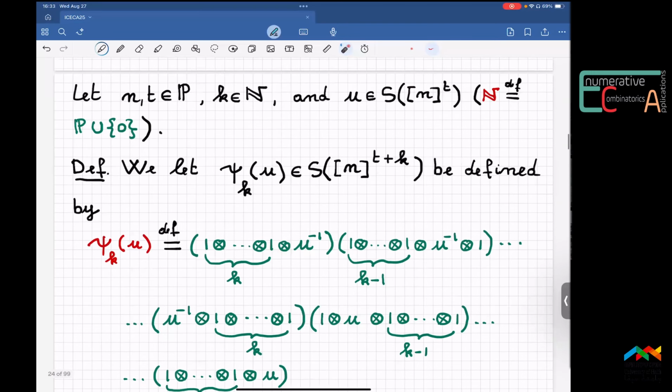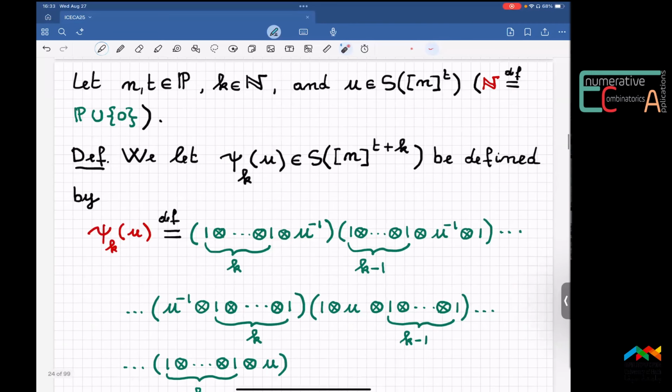Okay, so now we fix an N, a T, positive integer, and a K, non-negative, and the permutation U of N to the T. So by the way, N for me is the non-negative integers. So I'll define a new permutation, psi sub K of U. This is a permutation of N to the T plus K.